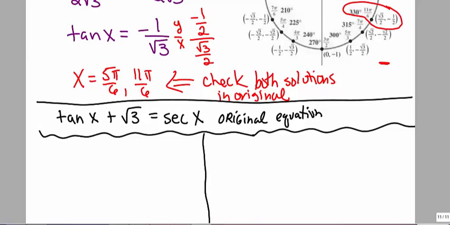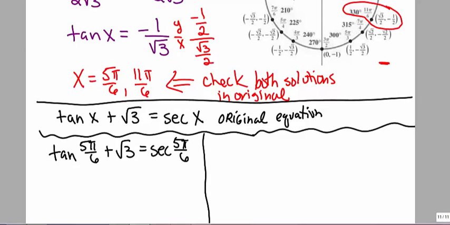Alright, so here's our original equation from the top of the page. We have tangent x plus square root of 3 equals secant x, and this is what we were originally asked to solve. So we want to check these two solutions, 5 pi over 6 and 11 pi over 6 in the original equation. So let's go for 5 pi over 6 first. Let's check that. So that's tangent of 5 pi over 6 plus the square root of 3 equals the secant value of 5 pi over 6.